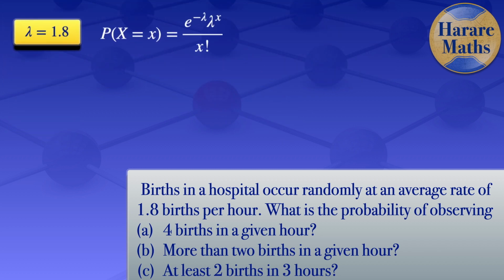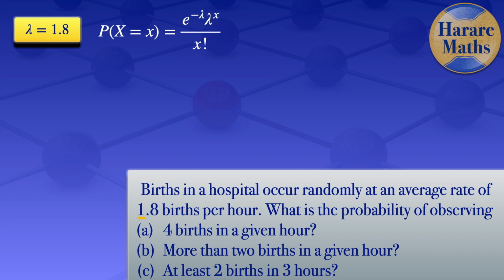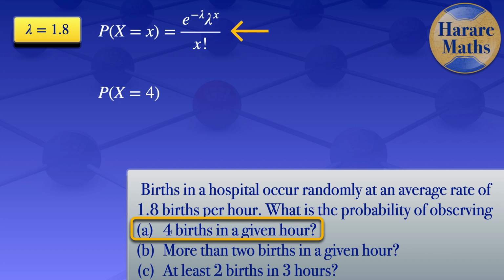Now moving on to the first part, we are looking at the probability of observing 4 beds in a given hour. We are saying that is the probability that X equals 4. So in our formula here, we substitute x equals 4 and the value of lambda. So we have e to the power of minus 1.8 multiplied by 1.8 to the power 4, divided by 4 factorial, and this will be approximately equal to 0.0723. So the probability of observing 4 beds in a given hour is 0.0723. That's for the first question.